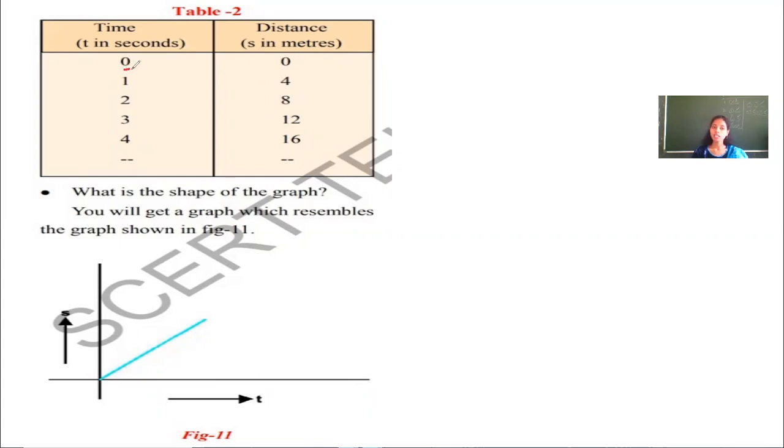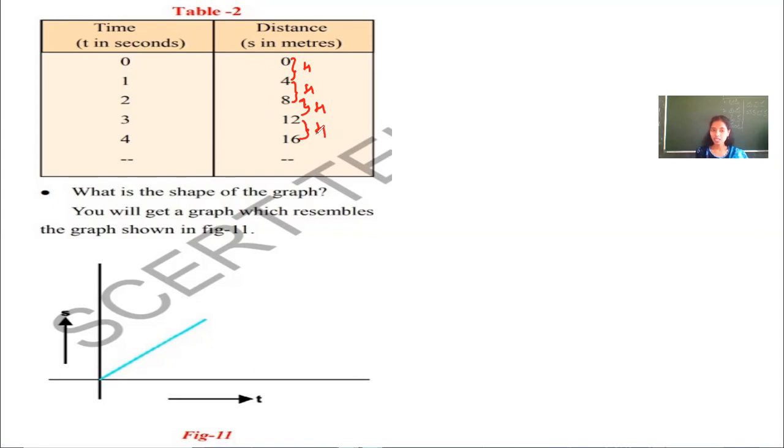Because at 0 seconds of time, the distance covered by the person is 0 only. And in 1 second of time, he covered 4 meters of distance. In 2 seconds of time, it is 8 meters. The difference between 0 and 4 is 4, and between 4 and 8 the difference is 4 only. In 3 seconds of time, the distance covered by him is 12. Again the difference is 4. And in 4 seconds of time, again the difference between the two points is 4.